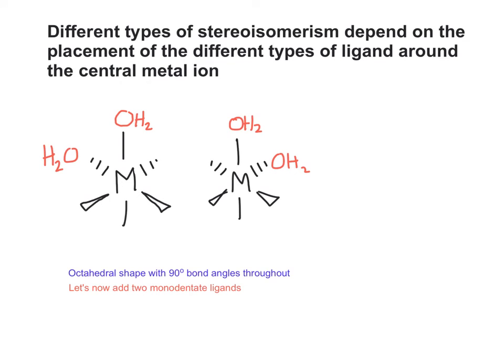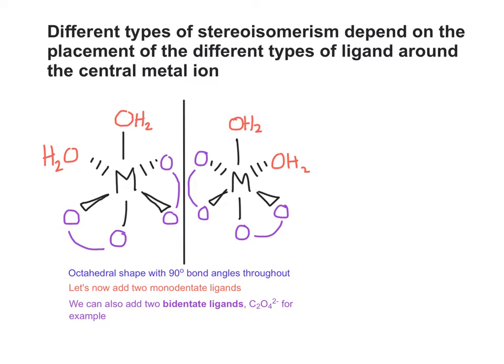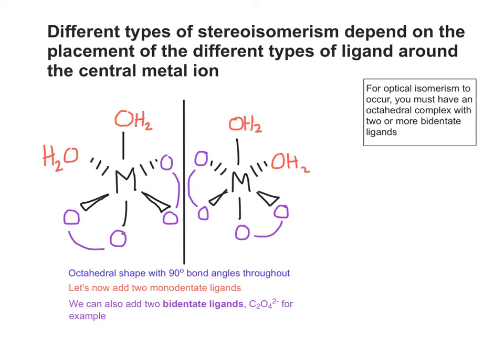So let's now add 2 monodentate ligands. If we complete it using 2 bidentate ligands, we now have optical isomerism. The 2 optical isomers are non-superimposable mirror images of each other. So for optical isomerism to occur, you must have an octahedral complex with 2 or more bidentate ligands.